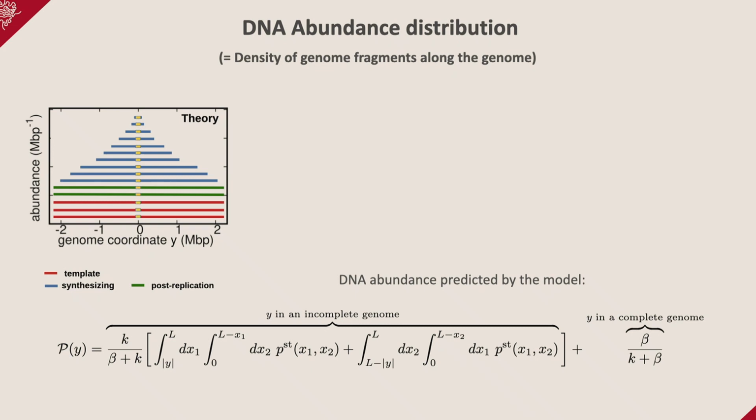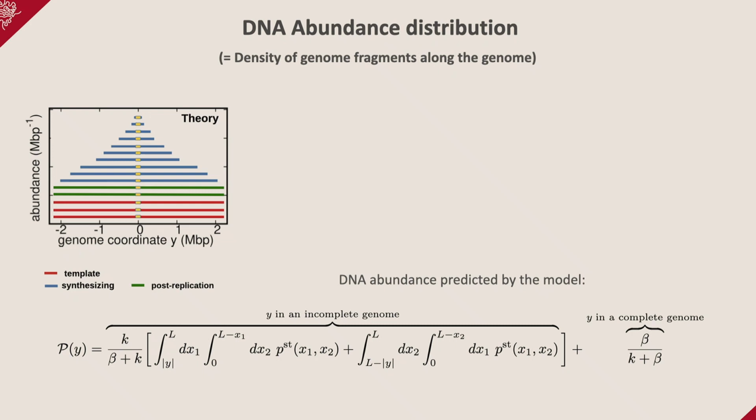So this is essentially a pictorial representation of this equation. If you think about the probability of finding the number of genome fragments at a certain genome position, you can see that the templates and the post-replication genomes will give a constant uniform contribution to this distribution, whereas the incomplete genomes are responsible for the size spectrum, as you would expect. So as I said, this is nice because this is a pattern that we can observe in experiments.